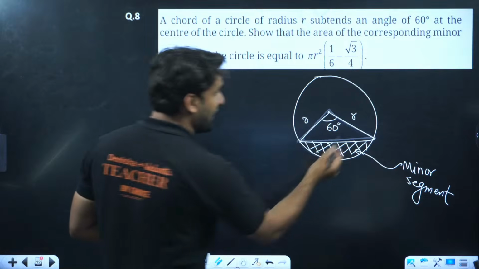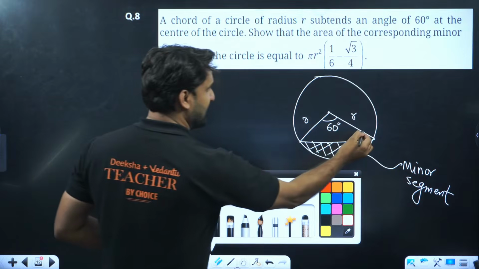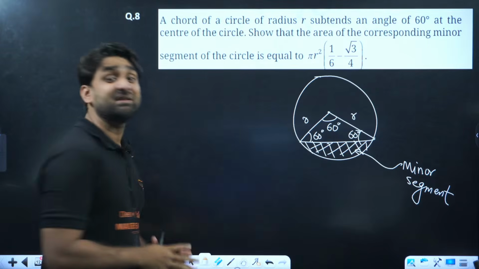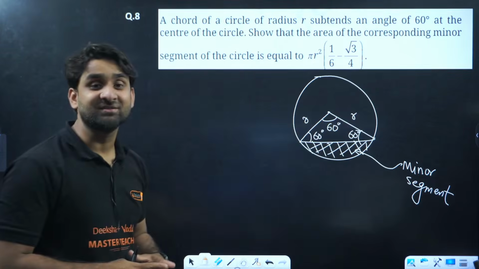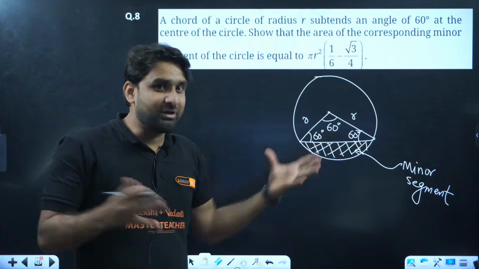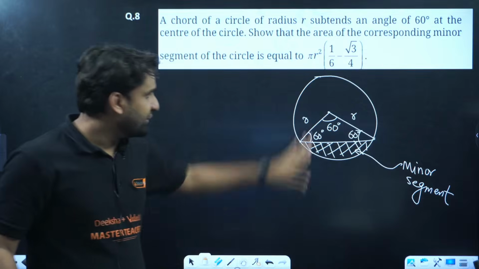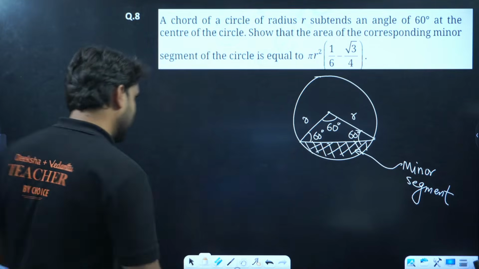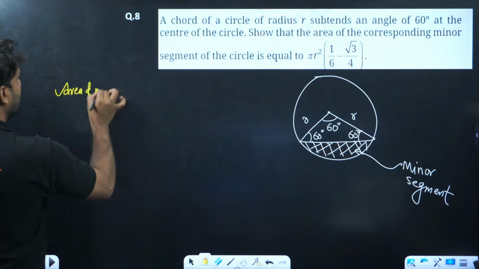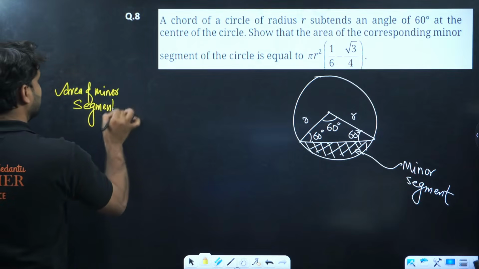Simple. And do you know, champions, if this is 60 degree, so this angle will also be 60 degree, and this angle will also be 60 degree. Why? Because the triangle is an isosceles triangle. This is radius, this is radius, so angles should be equal to each other. If one angle is already given as 60 degree, the remaining angle is 120. Divide 120 into two equal parts, 60, 60. So the triangle is equilateral. So what will be the path? Area of minor segment will be equal to what?